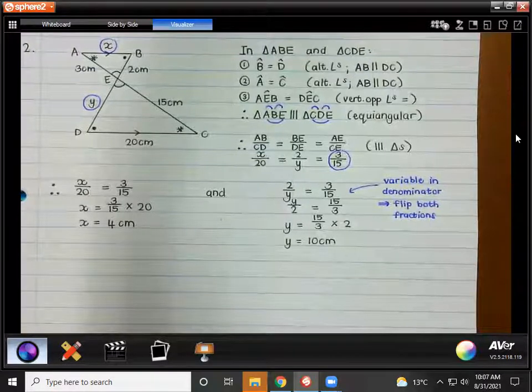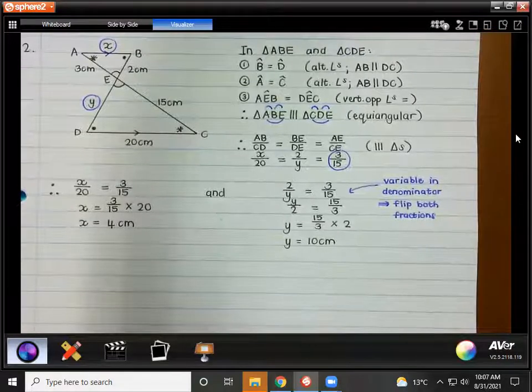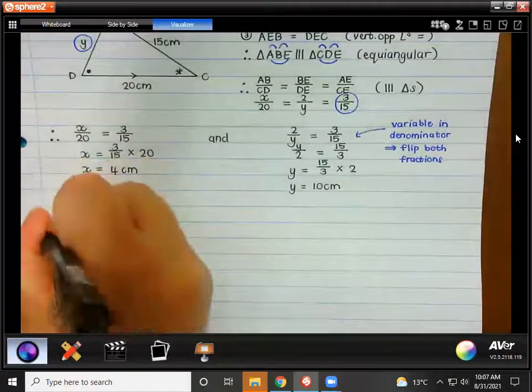Okay, so you have 24 minutes still left. I want you to do numbers 3 and 4 from exercise 2 on your own. I will put them on the board, because they are on Google Classroom. So numbers 3 and 4.